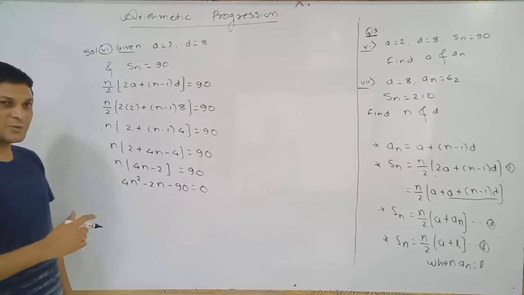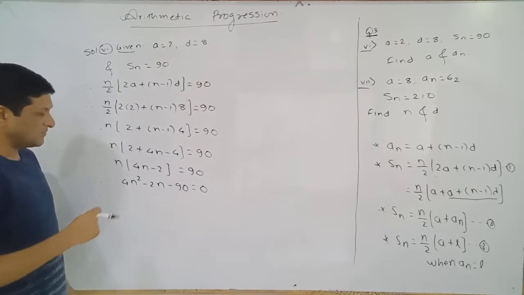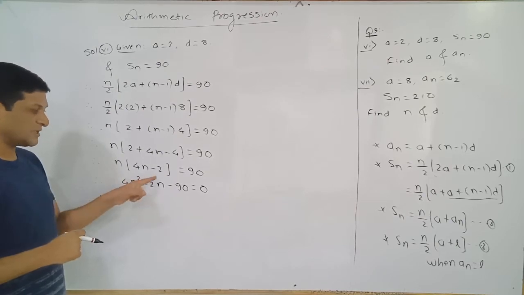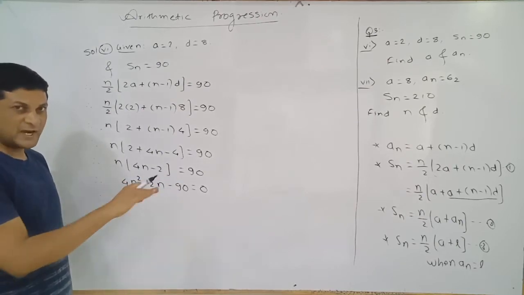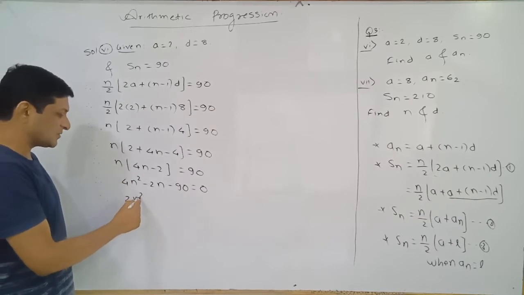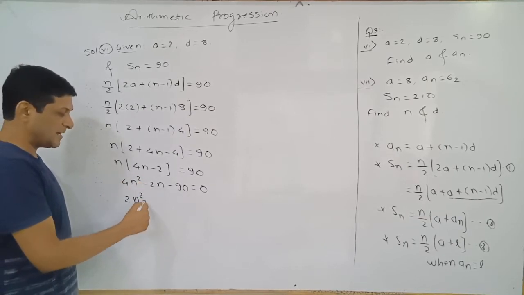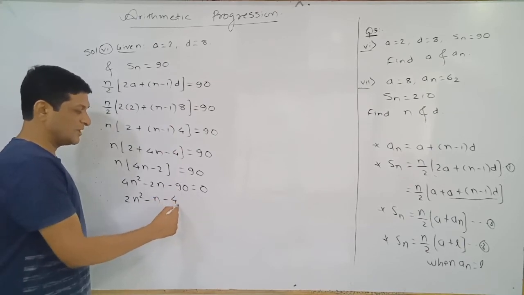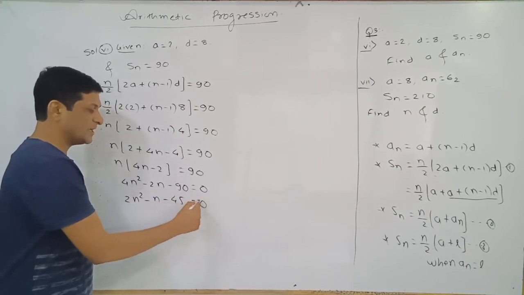So let us try to solve this quadratic equation. But before that, if you observe every term in this equation, all the terms are divisible by 2. If I divide both sides by 2, what will we get here? Divided by 2, we will get 2n square. Dividing the second term by 2, the 2 will get cancelled, the remaining term is n. 90 upon 2 will be 45, equal to 0.